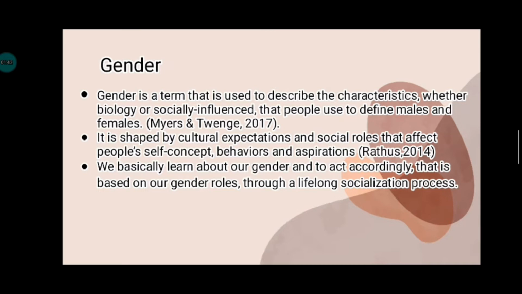So, gender is socially constructed characteristics of men and women, such as norms and behaviors. Example, whether you are a woman or a man, and the LGBTQ community. And gender is traditionally understood based on binary categories, which is the male or masculine and the female or feminine.